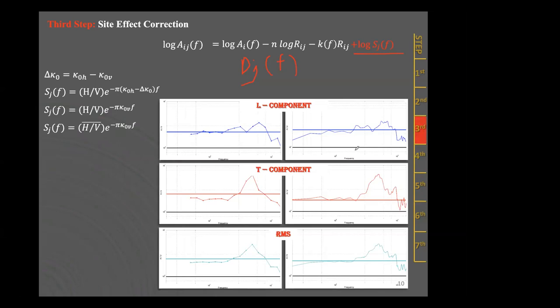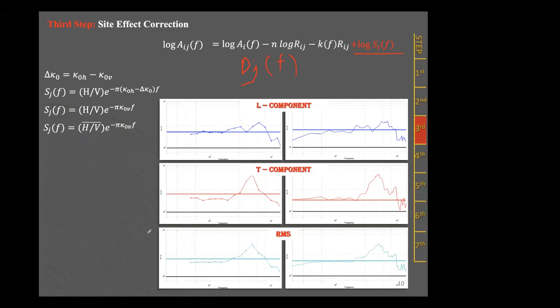If we usually see that the kappa for horizontal and vertical components are different, then it means that part of the near surface attenuation, which is the difference between the two kappas, is already included in H over V. And that's why we finally just use this vertical part here. Is that clear now? Yeah, it's clear.